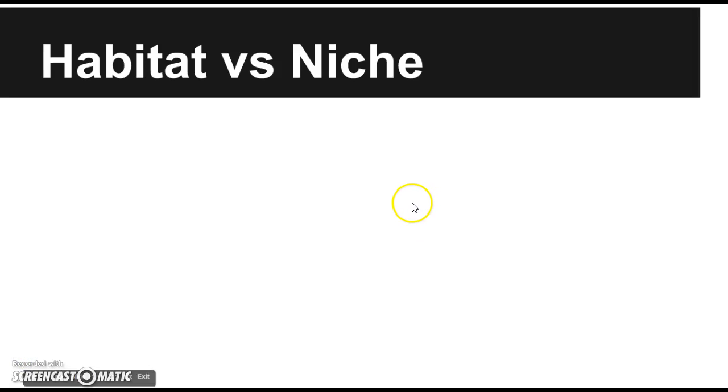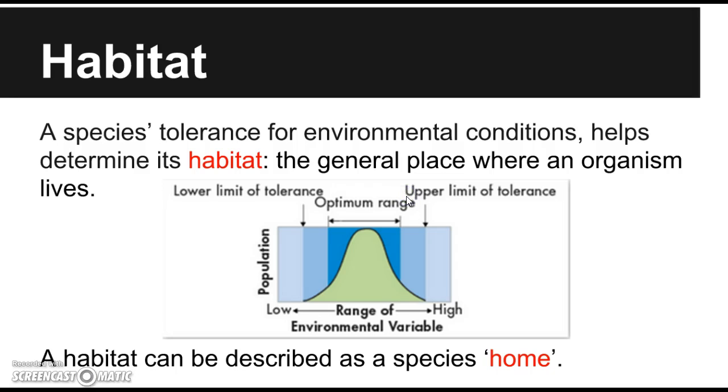All right, so let's go ahead and move on and look at what actually are the differences between habitats and niches. So a habitat is where a species has a specific tolerance for environmental conditions. It's going to help determine its habitat, so the general place where an organism can actually live. I have a graph here where, okay, they can maybe tolerate a little bit of this range down here of a habitat, but it's not the best place.